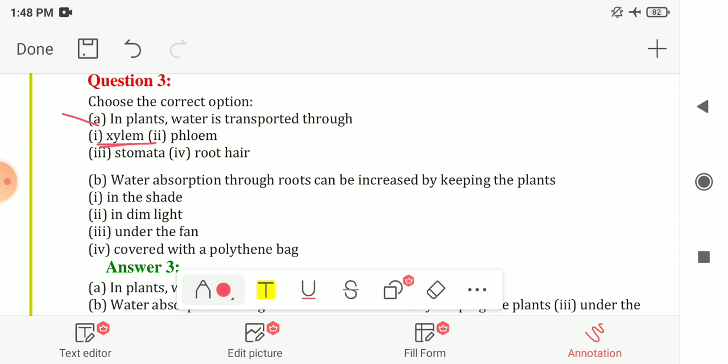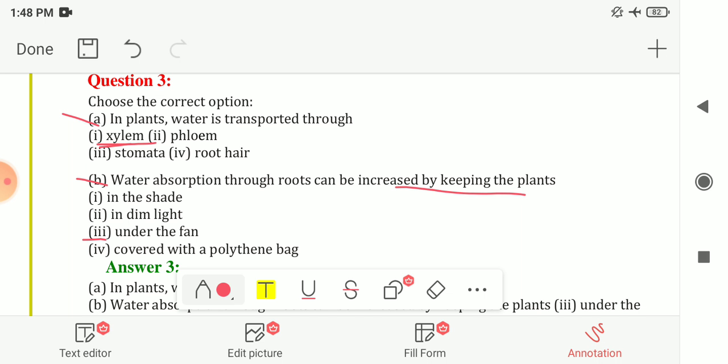Next is second number. Water absorption through roots can be increased by keeping the plants dash. So the options are in the shade, in dim light, under the fan or covered with a polythene bag. So here your answer is option number 3, that is under the fan.